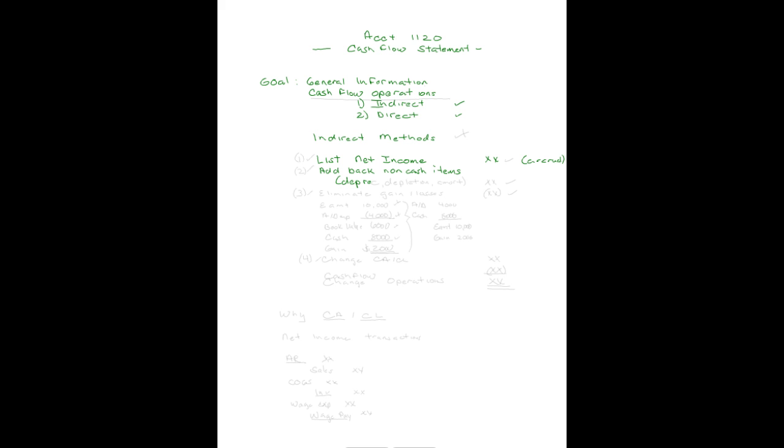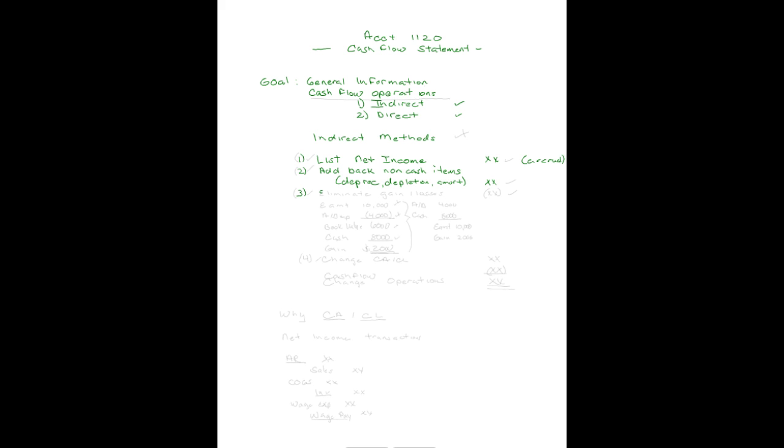Depreciation is an expense, but it doesn't use cash. Depletion is an expense, but it doesn't use cash. And amortization of things, those are expenses that don't use cash. So we would add those back. So we first list net income, and then we add back any non-cash items, which I've listed, and we add them back, not because they generate cash, but because they don't use cash, and we subtracted them from net income.